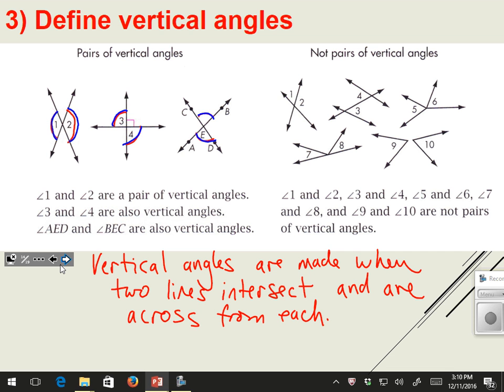So vertical angles are made when two lines intersect and are across from each other. They are congruent, meaning they're equal in measure. So on the left-hand side, if angle 1 is 120 degrees, what's the measure of angle 2? Well, that also should be 120 degrees too.